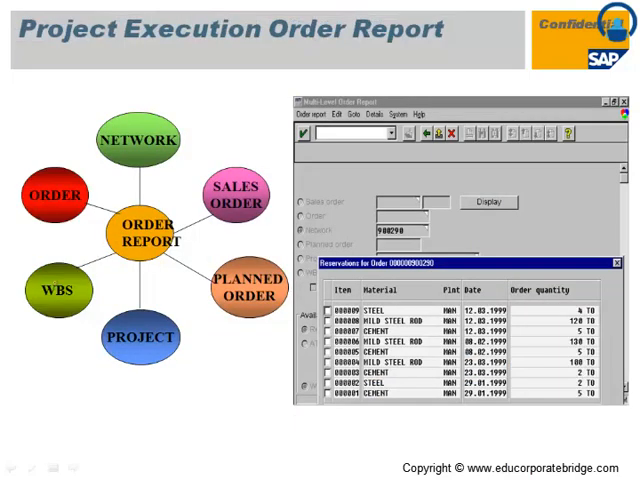This is the project execution order report, where you can find out the order, the WBS, the project, the planned order or a sales order. So you can get the order quantity, the material, the plant, and the date at which the material is required. This data comes into the standard SAP report.